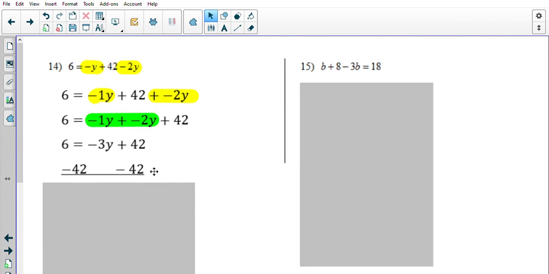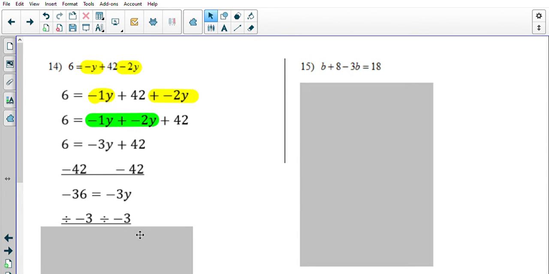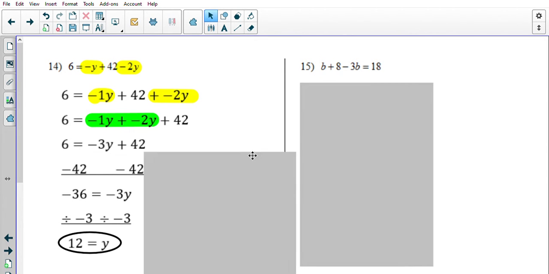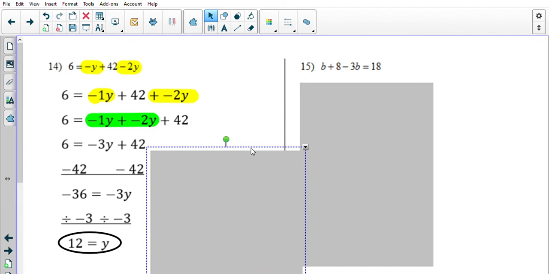The inverse of adding by 42 is subtract 42. 6 minus 42 is negative 36. So I have negative 36 equals negative 3y. Finish by dividing both sides by -3, the inverse of multiplying by -3, to get y equals 12 for our solution.